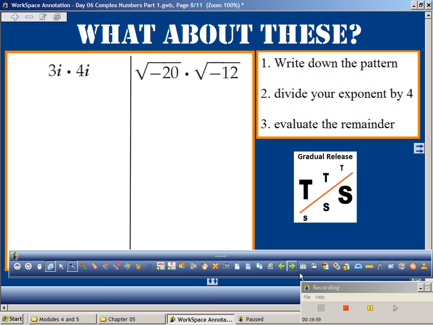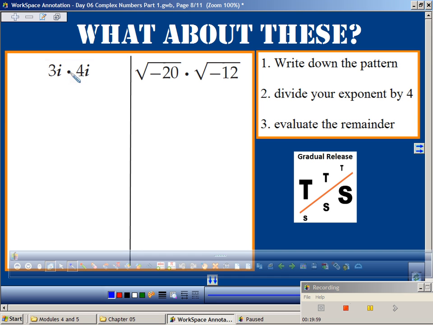Try another one? Okay. What about these? Oh my gosh, you guys are such whiners. It's not that bad. This says 3i, or 3 times i, times 4 times i, which is really 12i squared. What's i squared? Negative 1. So negative 12. Easy, right?